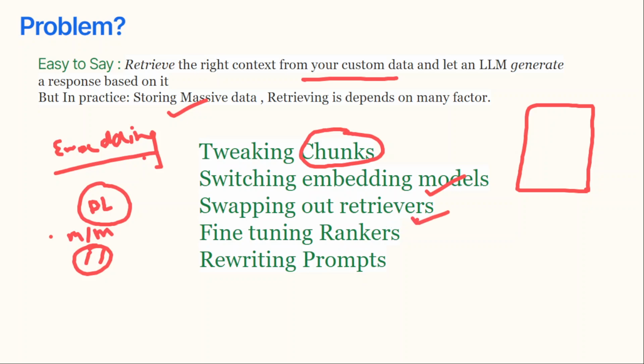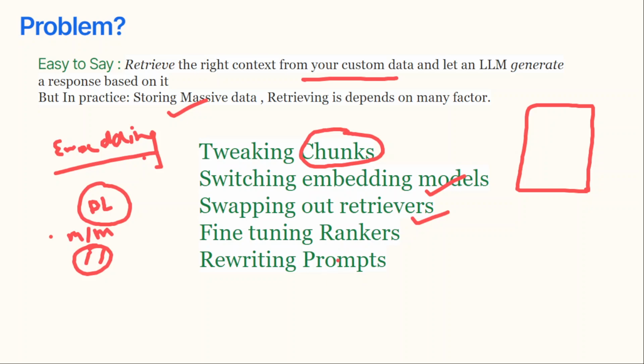Third is swapping out the retrievers. There are multiple ways one can retrieve data. I already created one detailed video on the retriever part, which is about the RAG retrieval mechanism. I'll paste it into the description section of this video, so please watch that.